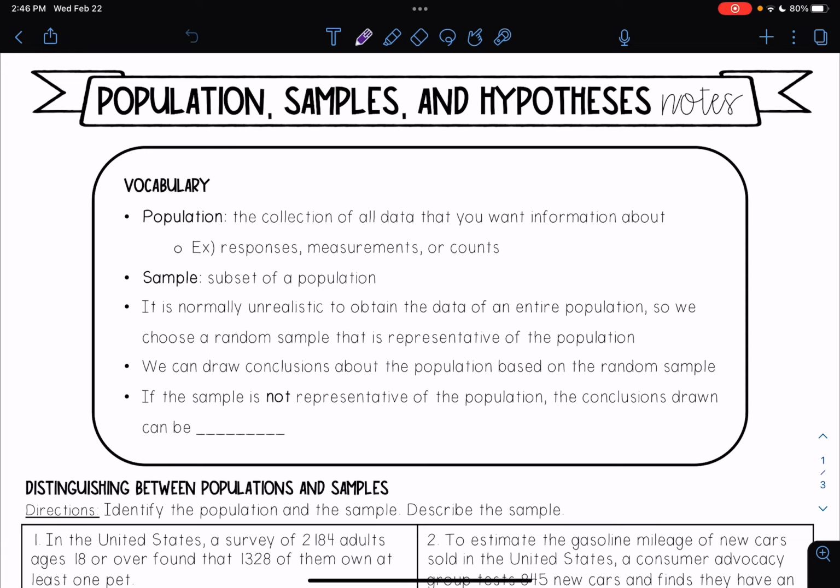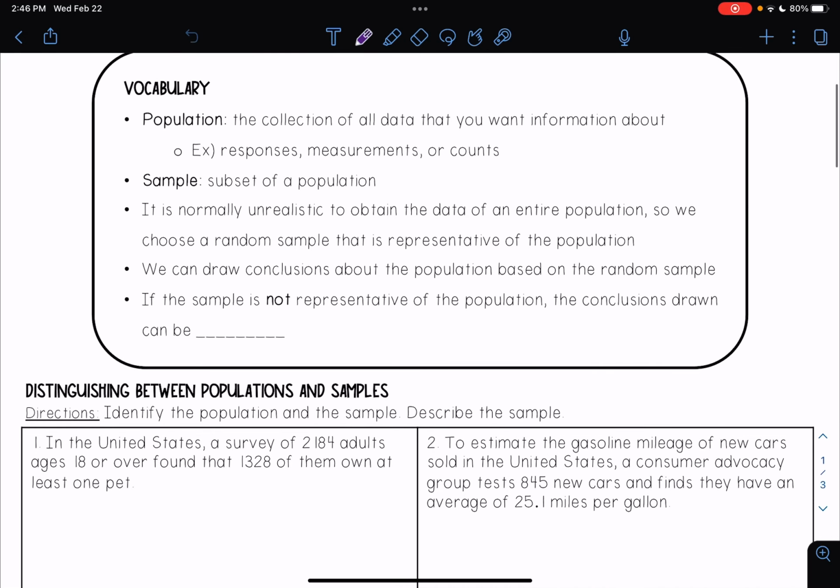So first, for some vocabulary, a population is the collection of all data that you want information about. So for example, this data could be responses to a survey, maybe measurements of an entire class, or counts. A sample, on the other hand, is a subset of a population.